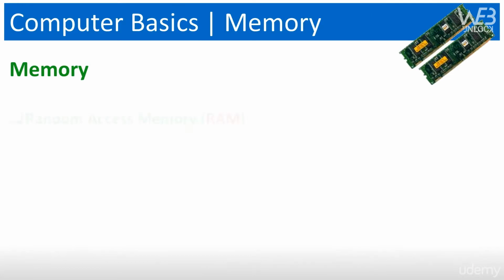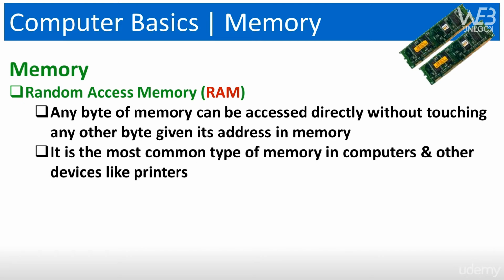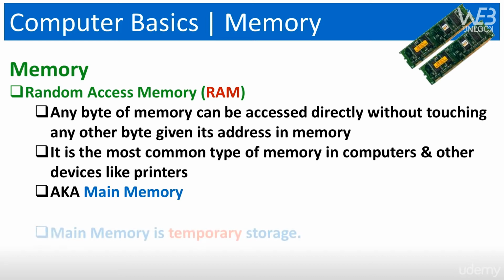Alright, next is the memory. The first most important type of memory we need to know is the random access memory, or RAM. Any byte of memory can be accessed directly without touching any other byte, given its address in memory. That's why it's called random access memory. It can randomly access any byte or any location, given that you provide that location. It's the most common type of memory in computers and other devices. It's also known as the main memory. So when somebody refers to the main memory, as in you need to allocate memory or you need to use the memory, that's meant by the random access memory.